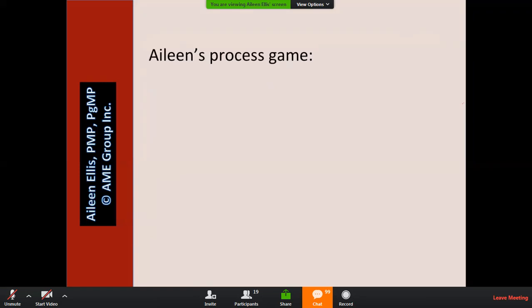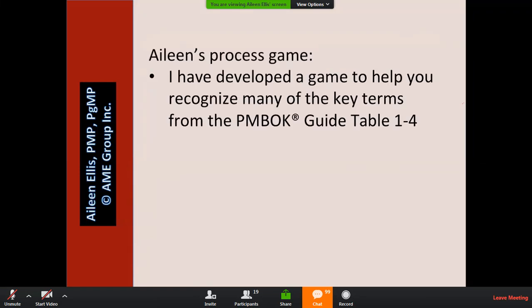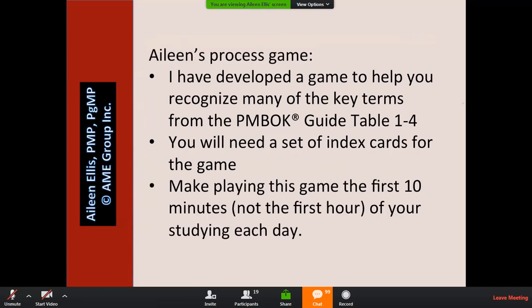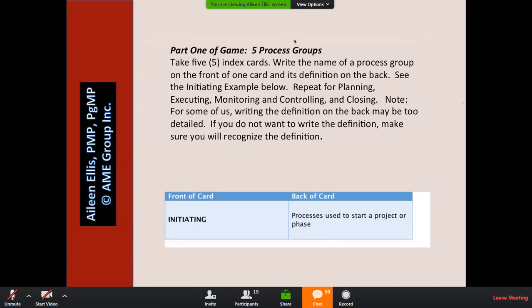So I think I call it my process game. It's based on PMBOK table 1-4. So to play the game, you need index cards. And every day that I study, I'd study this for 10 minutes. Never, ever would I study this for an hour. So how would I start? And I know I'm going through this really fast, but in the online material, you can go to the video and walk through this real slow.